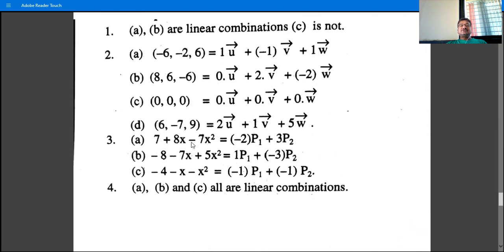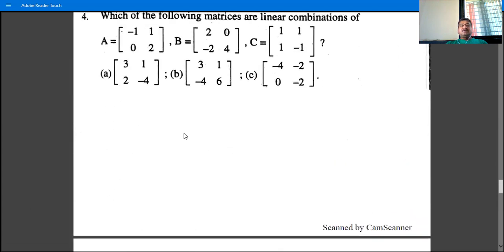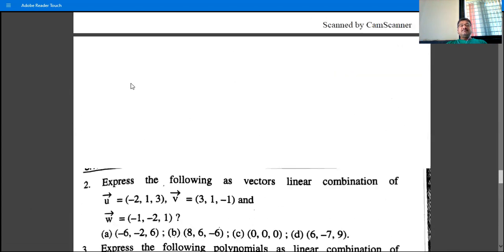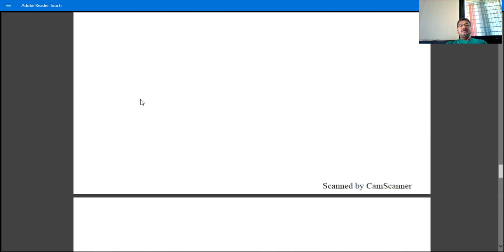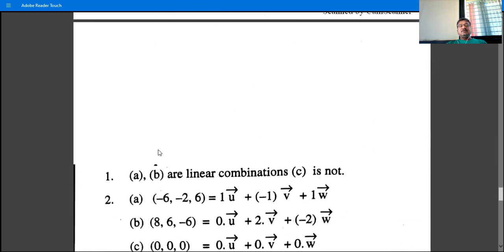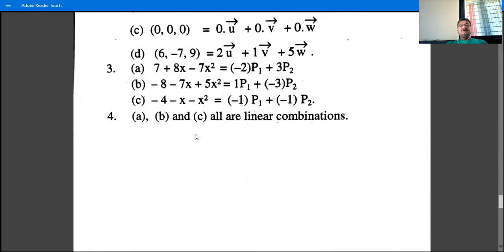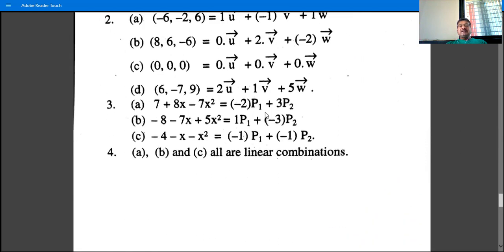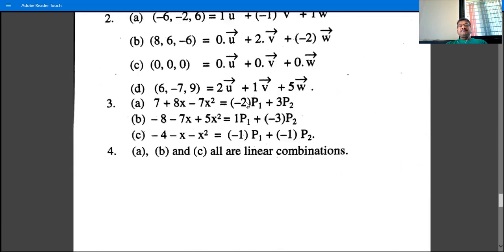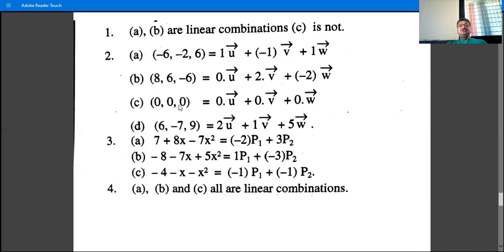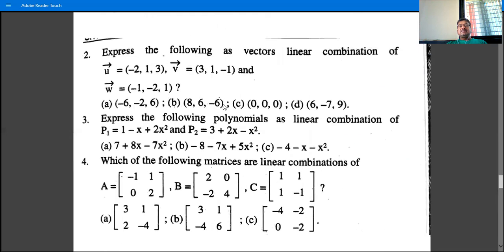So these are the answers of these problems, all these problems 1, 2, 3, 4. So these are the answers. If they are expressible as a linear combination, then the values of K1 and K2 are given. So 0, 0, 0. Observe this example: 0, 0, 0. So this vector is expressible as a linear combination of any three vectors, any two vectors.